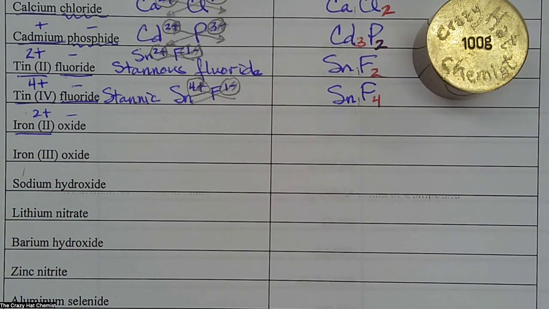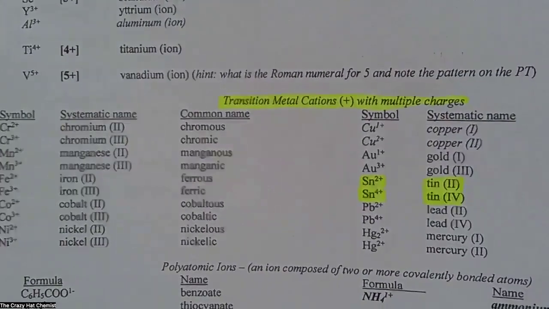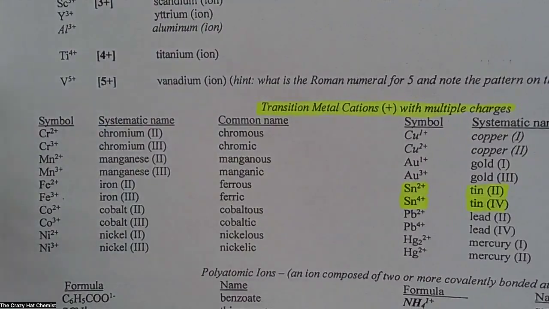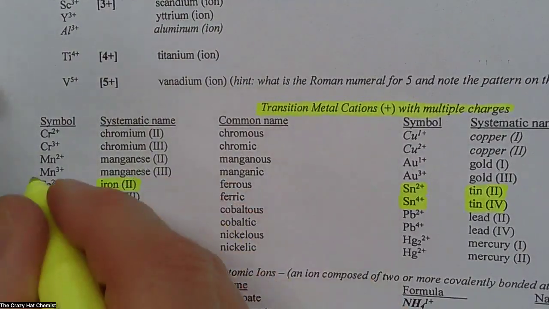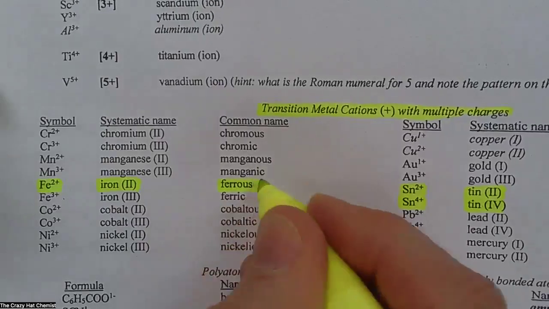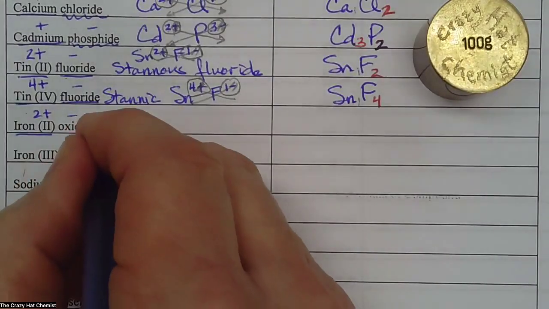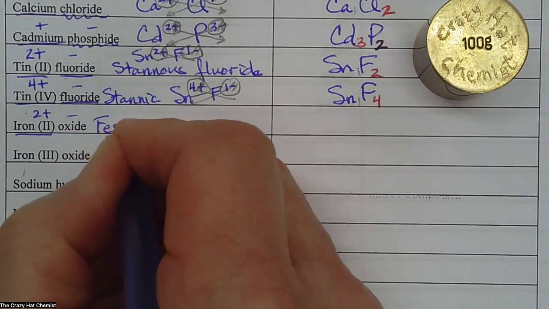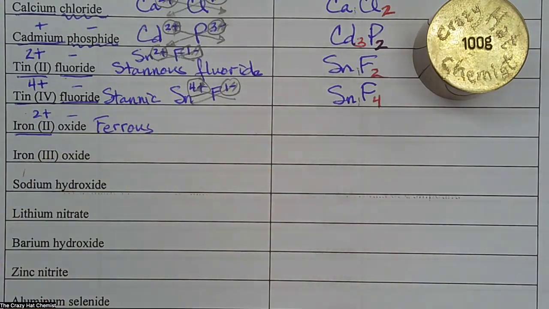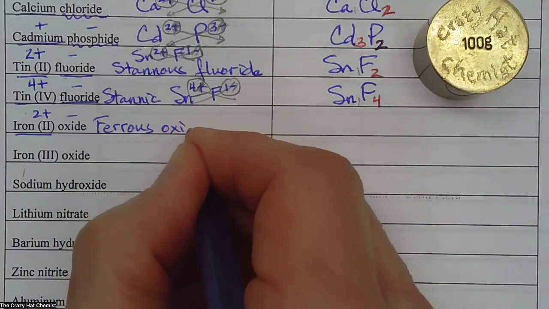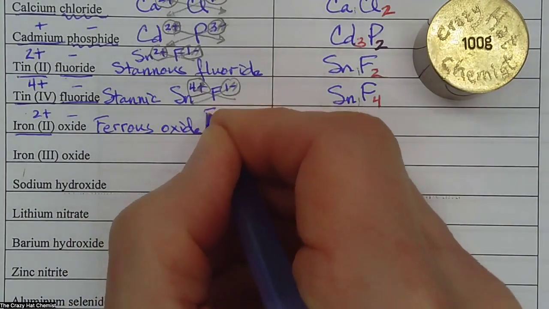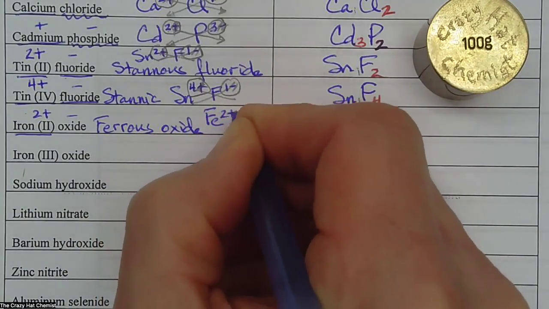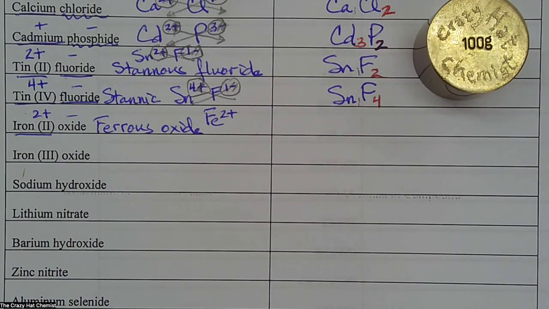So I'm going to first find that iron Roman numeral 2 that is in the transition metal cations. And it is iron Roman numeral 2. That's Fe 2 plus, and that is ferrous. Okay, so I'm going to write that down. Ferrous. So it's ferrous oxide. And that's an Fe with a 2 plus. Okay, and then it's oxide.